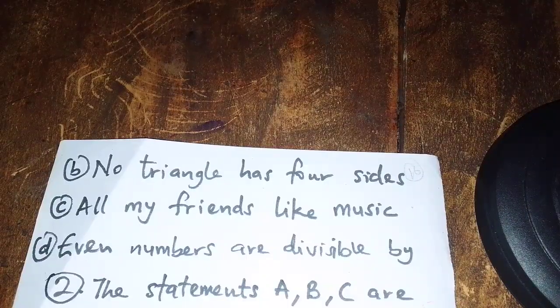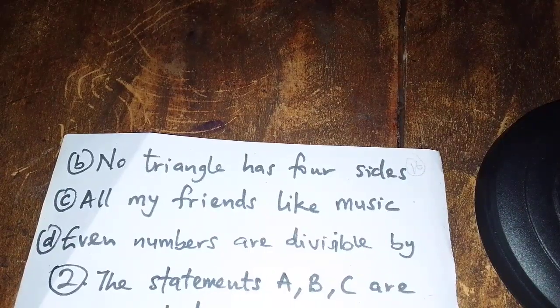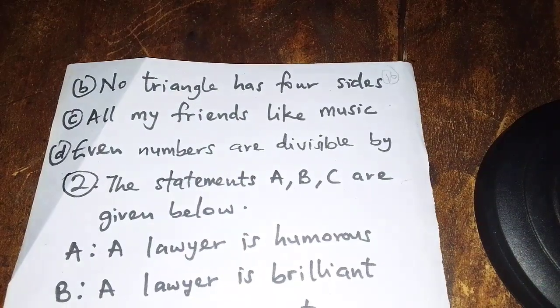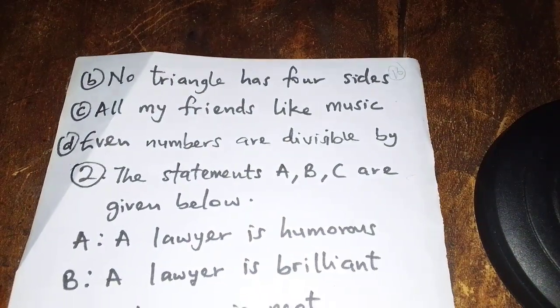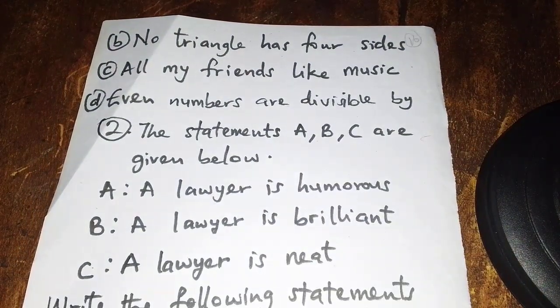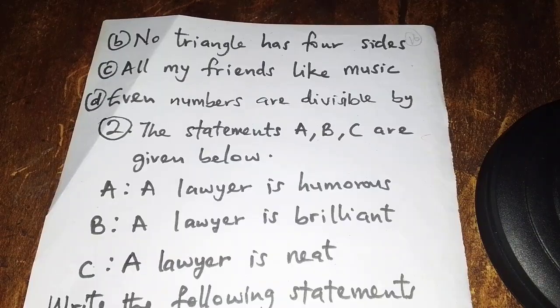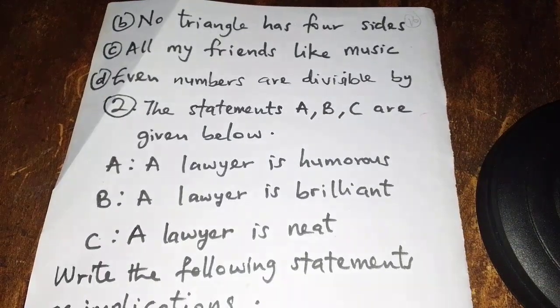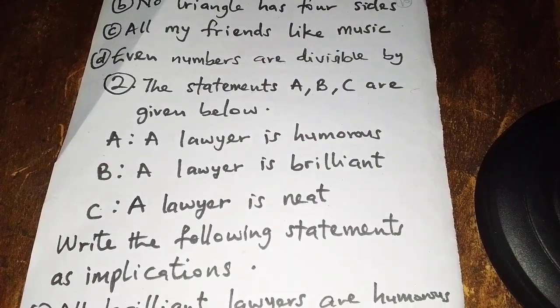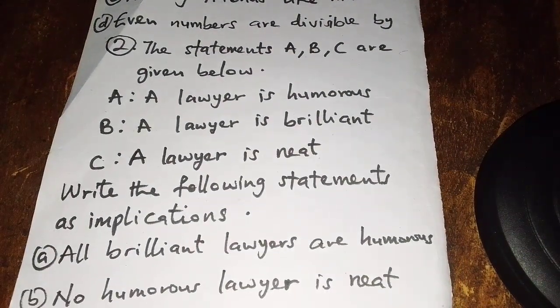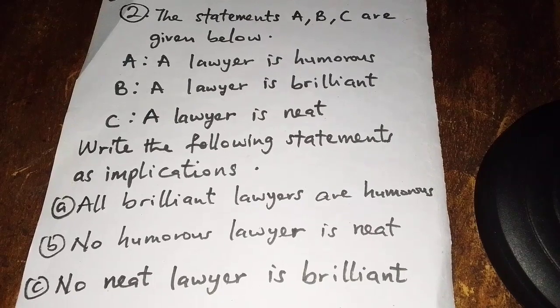Now let's look at this second question. The statements A, B, C are given below. Statement A: a lawyer is humorous. B: a lawyer is brilliant. C: a lawyer is neat. Write the following statements as implications.